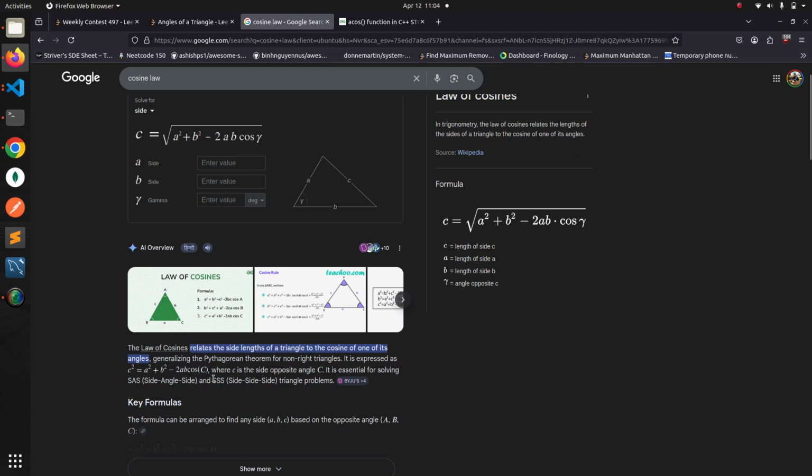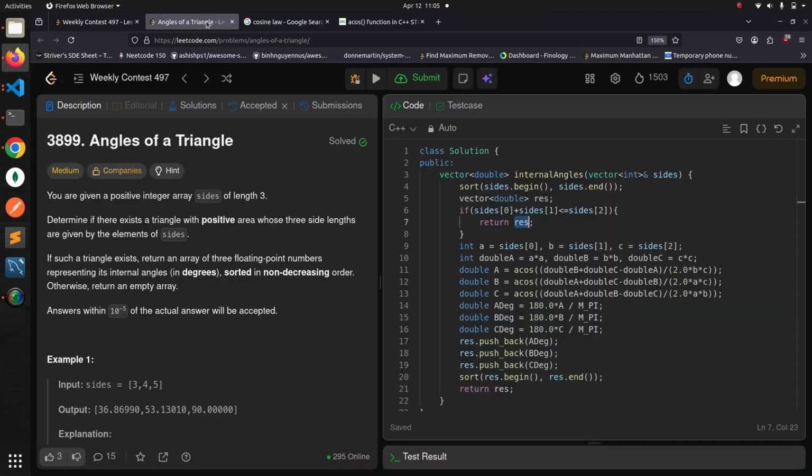And to find the angle C, we just take the cos inverse of the whole expression. So what we are going to do here is take the sides as a, b, c and compute their squares, a square, b square and c square. The angle A will be cos inverse of b square plus c square minus a square divided by 2bc. Similarly for B, cos inverse of a square plus c square minus b square divided by 2ac, and the angle C will be cos inverse of a square plus b square minus c square divided by 2ab. That's how we find the angles A, B and C.